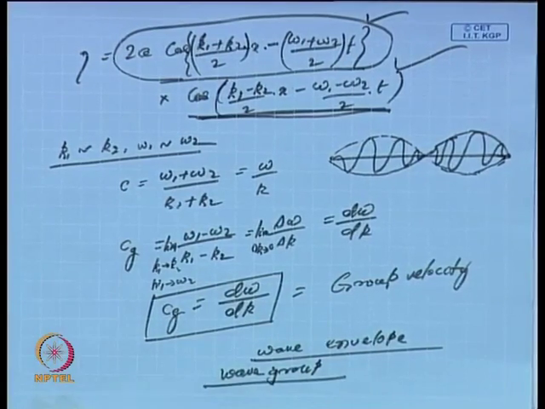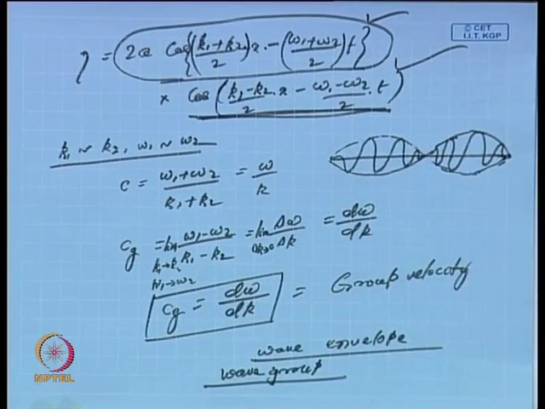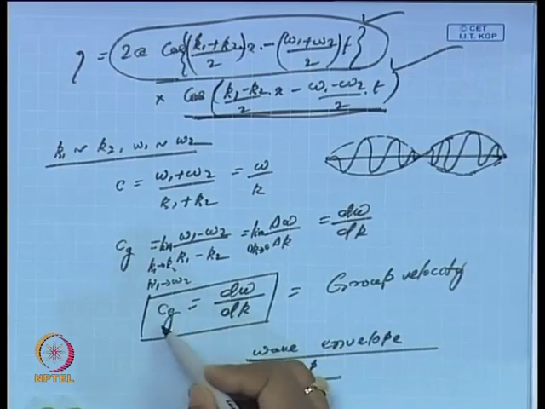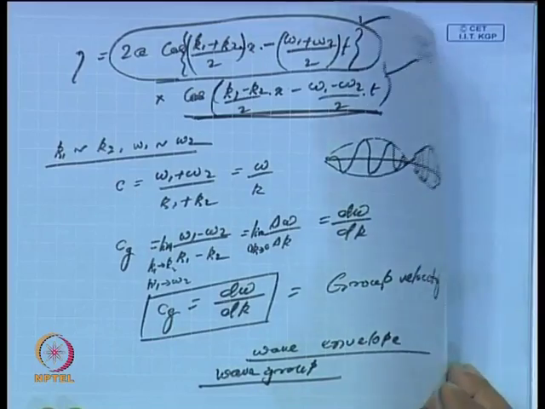In fact, in the ocean when we see the waves, it always looks like the wave envelope or wave group which propagates, it is not the individual waves that we see. The velocity of this is Cg, that is d omega by dk. So, now let us look at this d omega by dk.